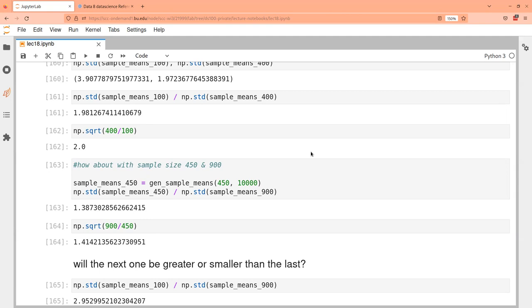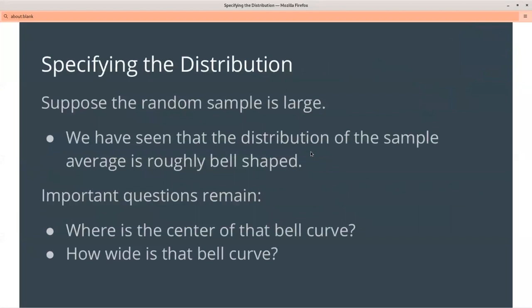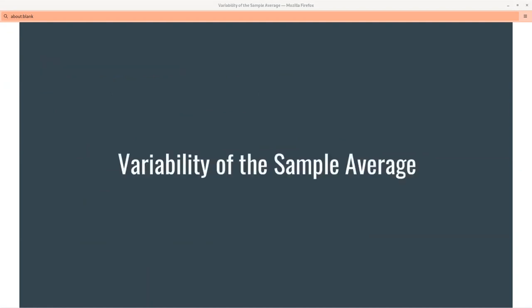So, however, what gets very cool is, these are some of the questions that happen here, right? Let me just make sure what's on the next slide. So we can figure out what the center of the distribution is, and it's roughly a bell curve centered at the population average, which is kind of what we talked about already.